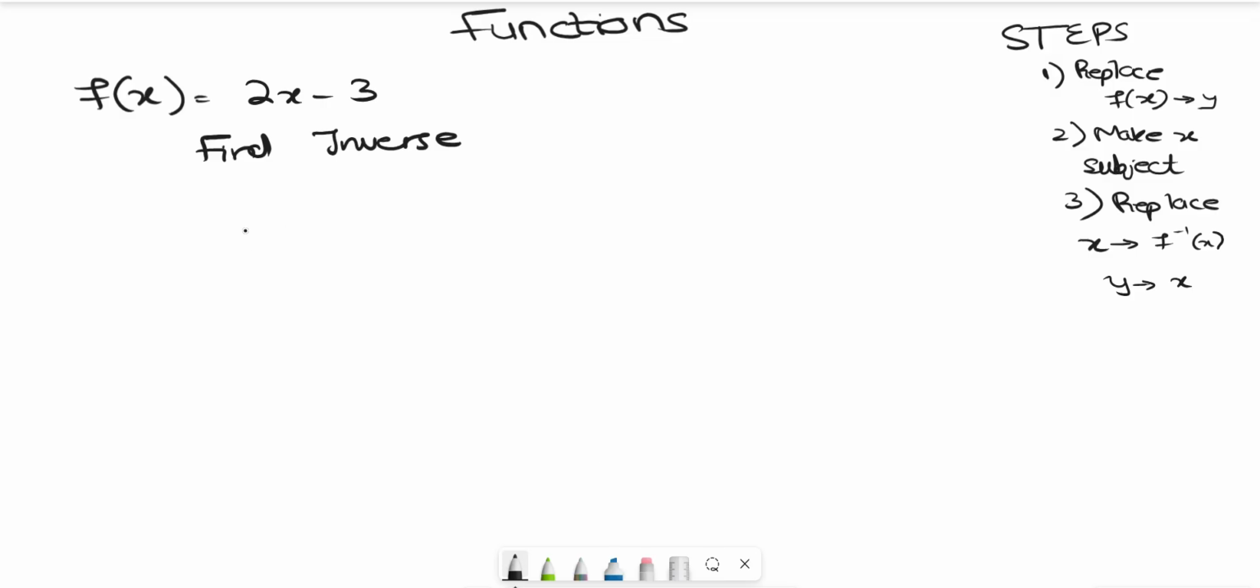Okay. When we're talking about taking an inverse, what is the first step? Replace f of x with y. Y equals 2x minus 3. Well and good? Okay. Second step. Make x the subject. How do we make subjects?